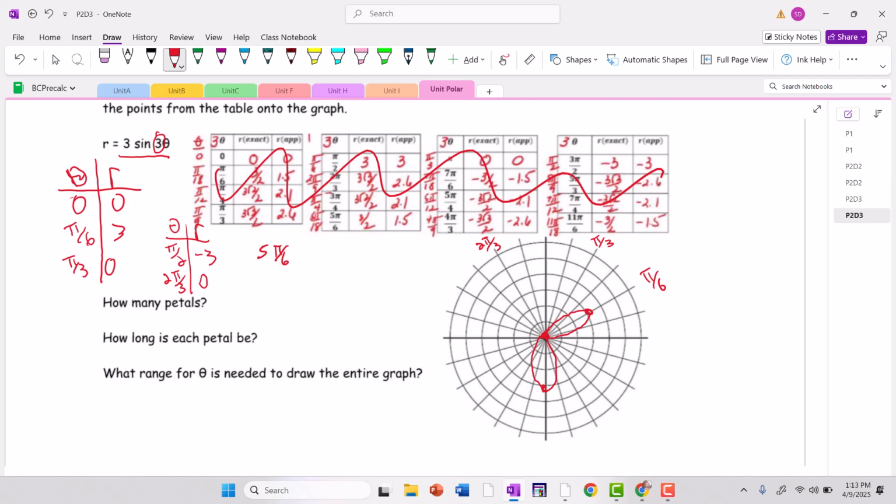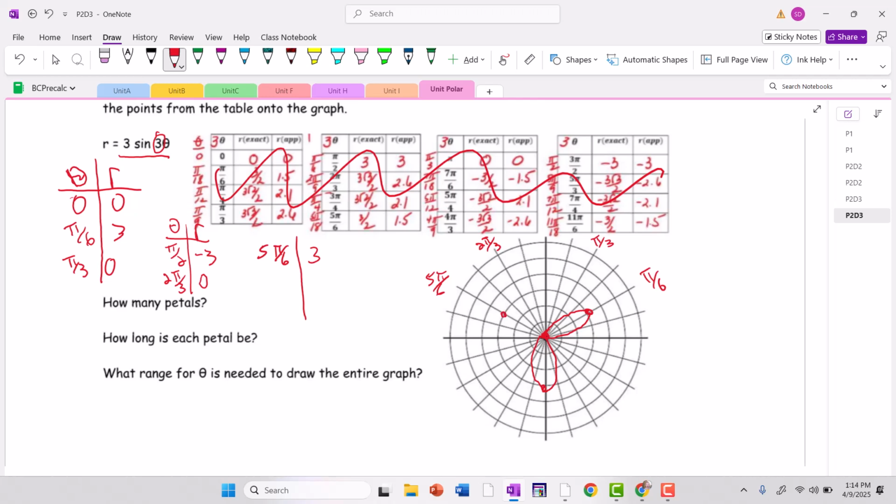5 pi over 6 times 3 is 5 pi over 2. Learn your fractions. What's sine of 5 pi over 2? That's 4 pi over 2 plus pi over 2, so that's 1. So I end up getting 1 times 3, which is 3. So it's at 5 pi over 6 that I get 1, 2, 3.